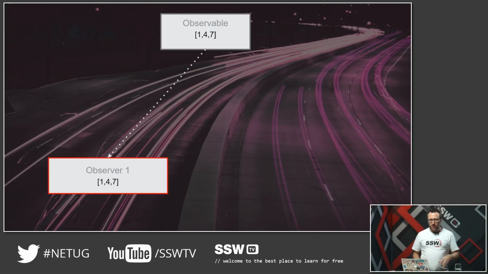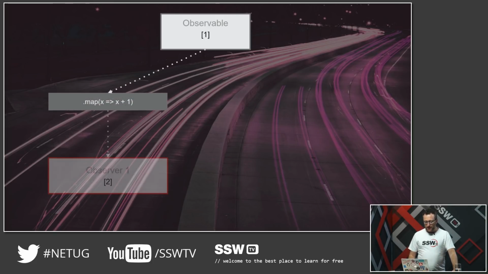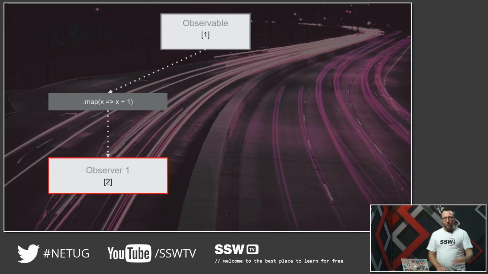But the reactive programming adds a lot more power on top of this. The first thing it does is it gives you the ability to insert operations into this stream. So we've got an observable at the top here, and into that observable stream we've put this map function, map x plus 1.